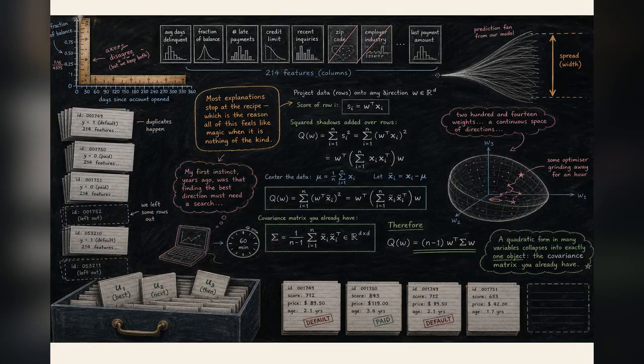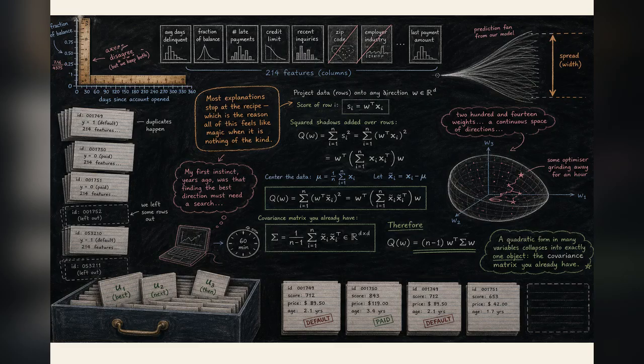Most explanations stop at the recipe, which is the reason all of this feels like magic when it is nothing of the kind. My first instinct, years ago, was that finding the best direction must need a search, 214 weights, a continuous space of directions, some optimizer grinding away for an hour.